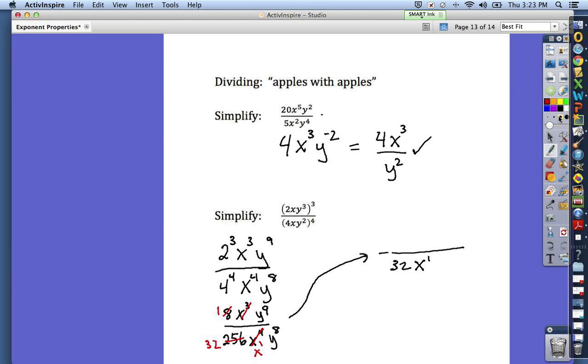For the y's now, we're looking at y to the ninth divided by y to the eighth. Keep the base, subtract the exponents. I end up with y to the first power on the top. So my final answer, y over 32x.